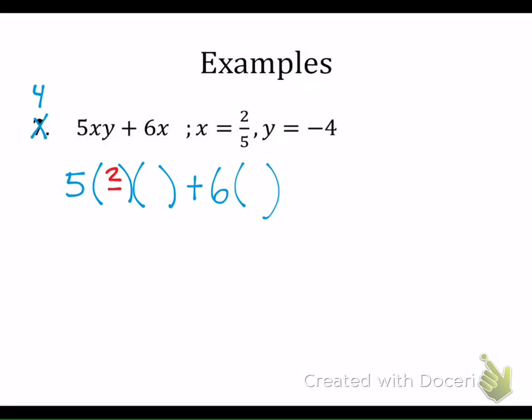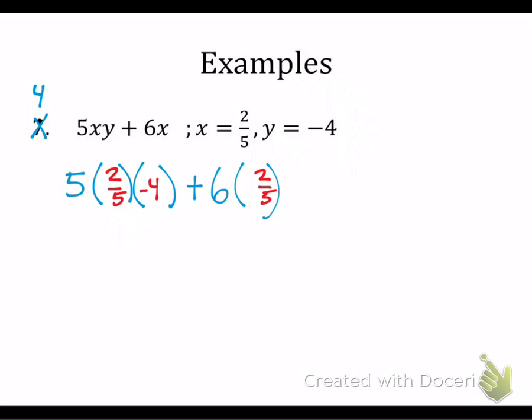Okay, so for every x, I'm going to put 2/5. And for every y, I'm going to put a -4. And again, I keep them in parentheses until I see if it's going to affect my overall answer. Normally, when you have exponents and you have negatives, that's when the parentheses do matter. They will affect your overall answer. So just keep them until you know.